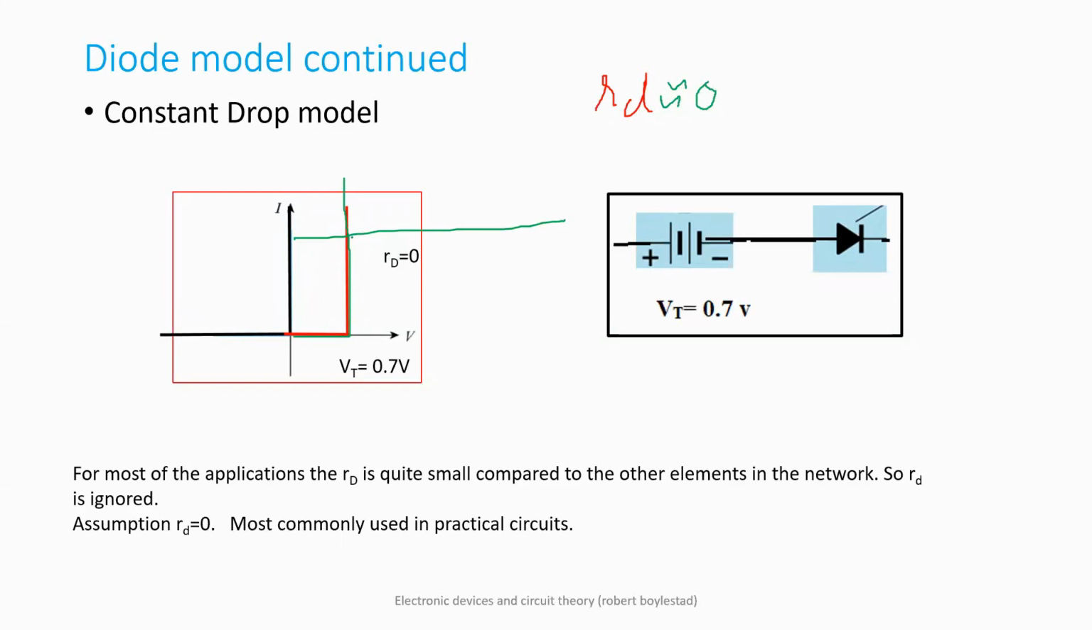Here you can see the diode is giving you a potential of 0.7, and then current starts increasing. In this model, we have a power supply and a diode. So we have replaced the piecewise linear model with the constant drop model.